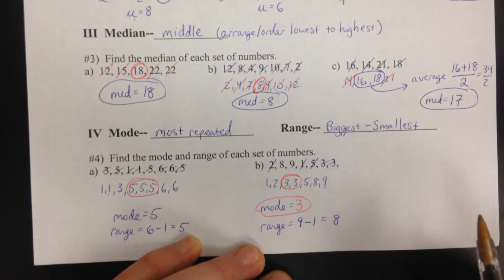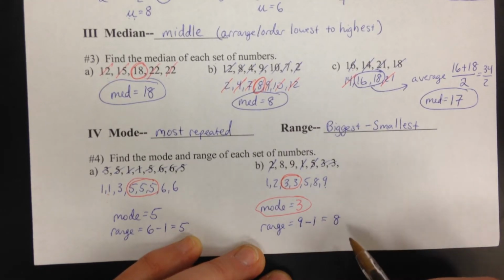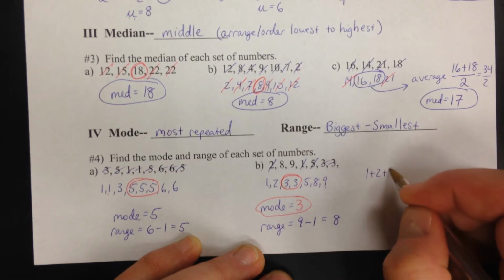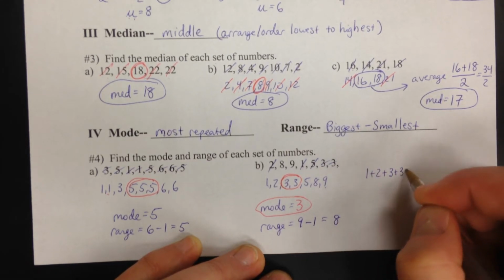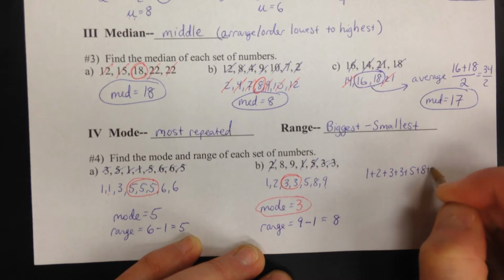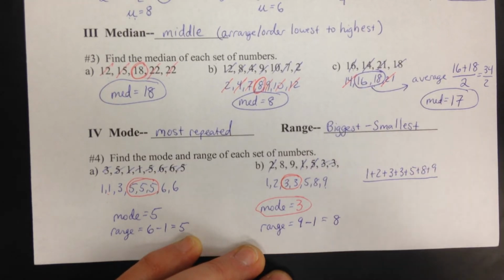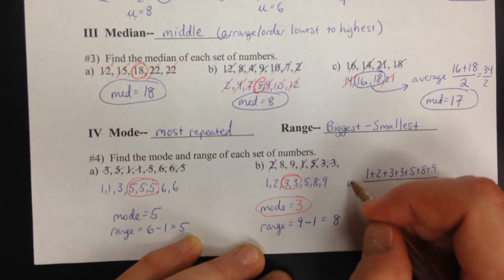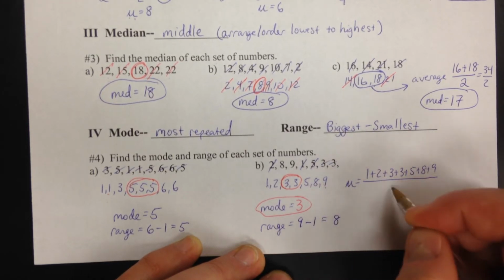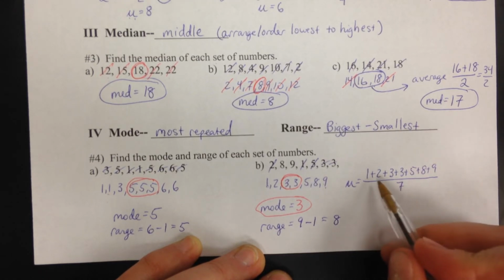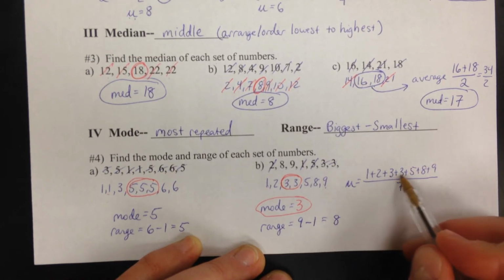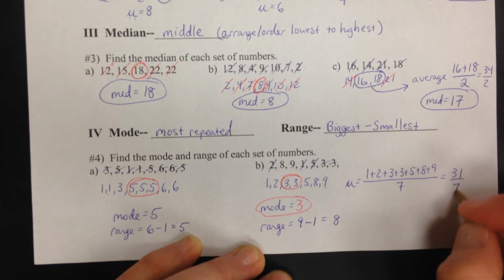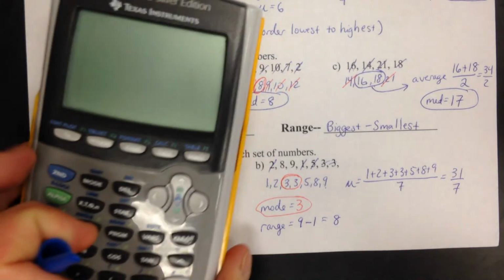Now let's say we wanted to find the mean. Let's say we wanted the average. So we would do 1 plus 2 plus 3 plus 3 plus 5 plus 8 plus 9 divided by 7. So if we want the mean, I'll do the symbol here. The mean equals 7 numbers. Now we would add these up: 9, 14, 22. This would be 31 divided by 7, which is actually going to be a decimal.